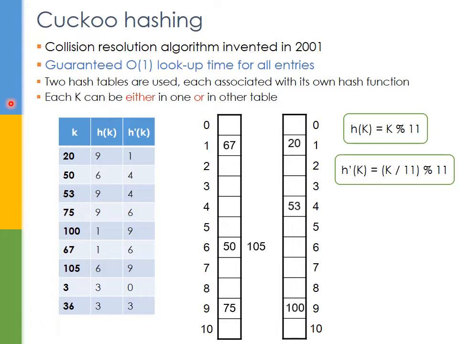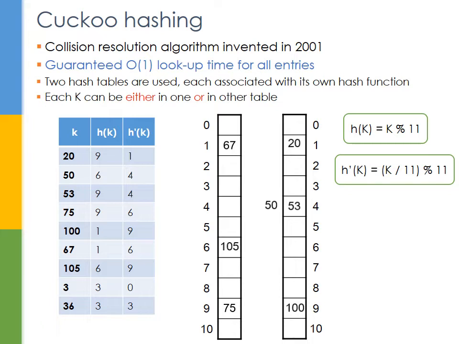105 is going to go for position 6, which once again happens to be occupied. So what are we going to do? We're going to kick 50 out of the nest. Where is 50 going to go? 50 is going to go to position 4. And this suits 105. 105 doesn't care where 50 goes.